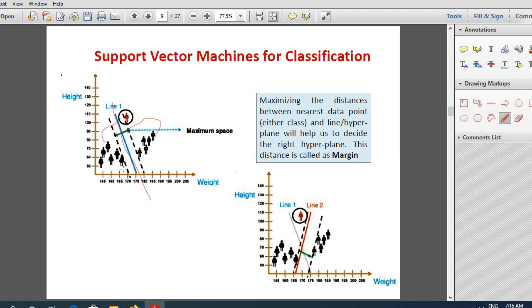So why do you need this? Because you need to find out the person which is closest to the line. So in this case, it is this female which is closest to this line. Similarly, this male is closest to this line we have chosen.